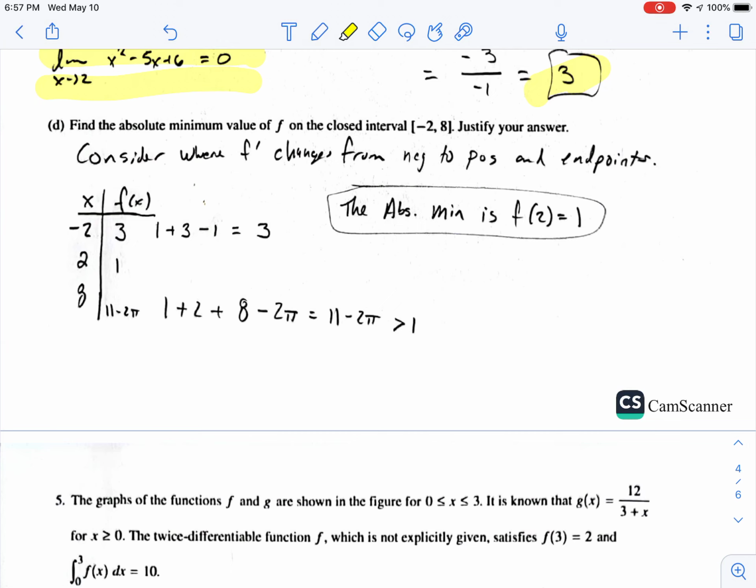Absolute minimum. All right, so we're looking at a candidate test. So consider where f prime changes from negative to positive and endpoints. So I did that. These are the 3 different candidates that we're going to look at. Now we're just going to find out f of x at those. The problem was even easier because they gave you f of 2. And so then you just had to compute those values, and these were what they were, 3 and then 11 and minus 2 pi. And so the absolute minimum value is not x equals 2, it is 1. F of 2 equals 1. 1 is the key component there to that answer.